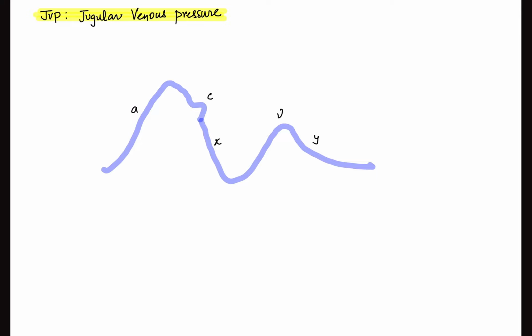See, jugular venous pressure or JVP is a clinical sign which we usually look for during cardiovascular examination. And any abnormality in JVP can indicate cardiac illness.